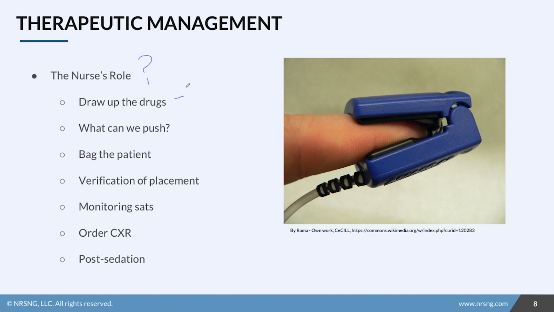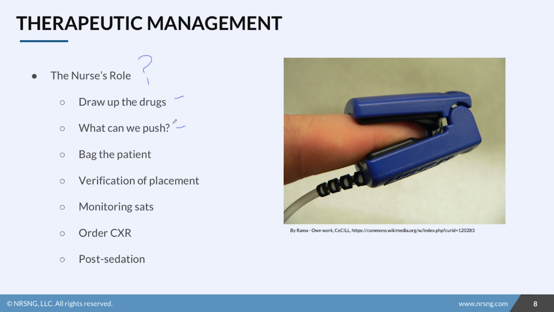In terms of what the nurses can push, most states allow nurses to push meds like etomidate and Sux, but they frown on pushing something like propofol. You guys all really need to check with your state and your facility on what you can push and what you can't, because it can change from state to state.